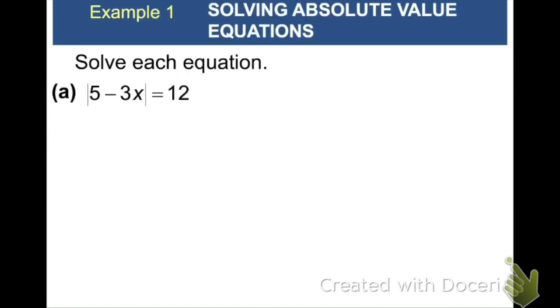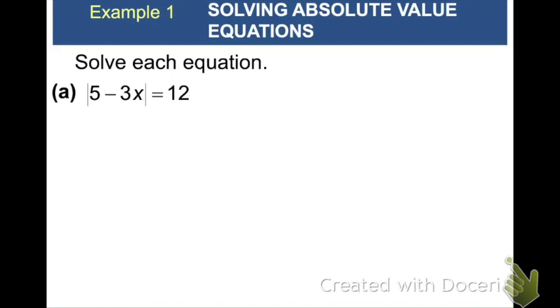Our first example is like the first case, so since we have an equal sign, we're going to end up with just two numbers as our final answer. Recall back to Algebra 1, the way that we solve absolute value equations is we set up two equations.